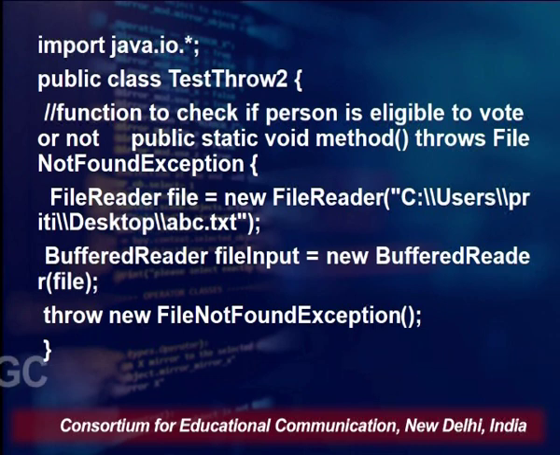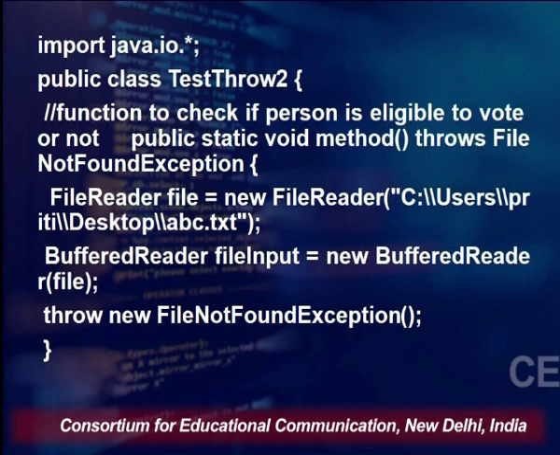So here, a few slides before, I told you that in the case of a checked exception, either the method has to handle it, or you need to specify it with the help of the keyword throws. So here we have written public static void method throws FileNotFoundException. That means the programmer is aware that this method may throw the exception of file not found.